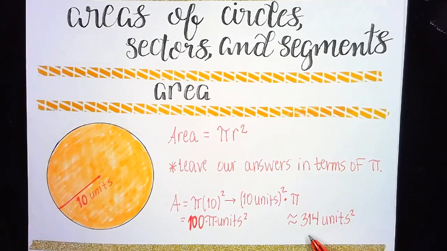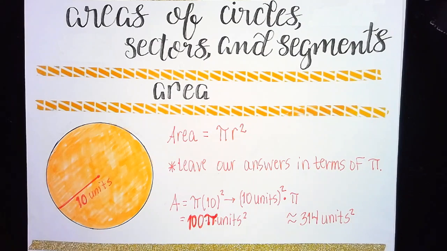The type of number that never repeats and never ends is called an irrational number. Pi is a pretty popular irrational number. So by leaving it as 100 pi, you're being precise. You are giving all of the decimals of pi without needing to write them because it's defined by this symbol.